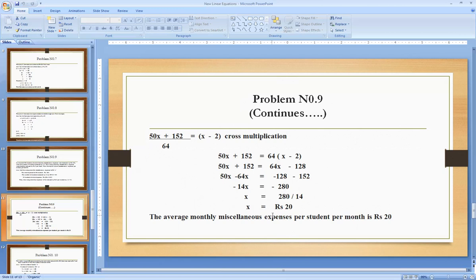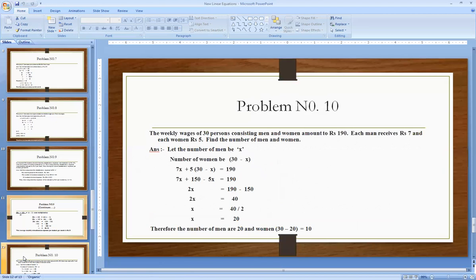Therefore, the average monthly expenses per student per month will be 50. Let us see the last question they have given.